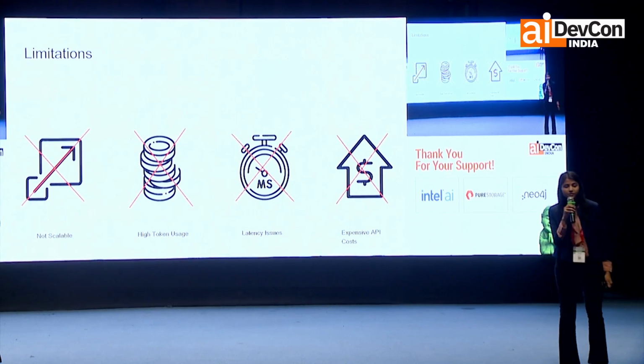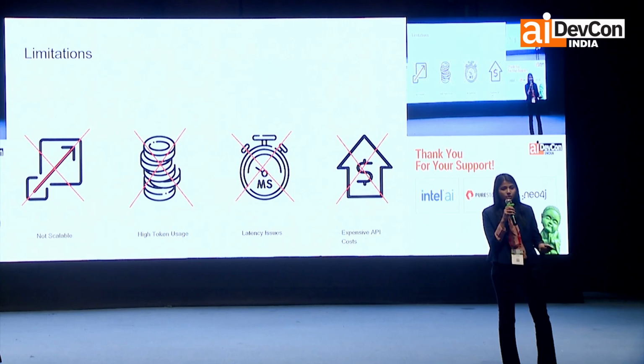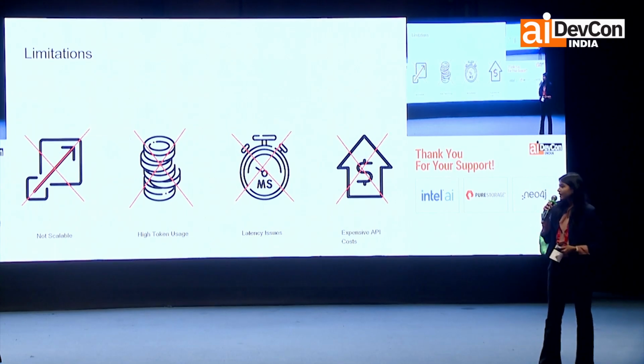It works very well with small databases, but it doesn't work well when the database size grows. The number of tokens will increase, which we don't want because of the computational cost. The latency will increase because there is more data to process, and it will also include expensive API cost.